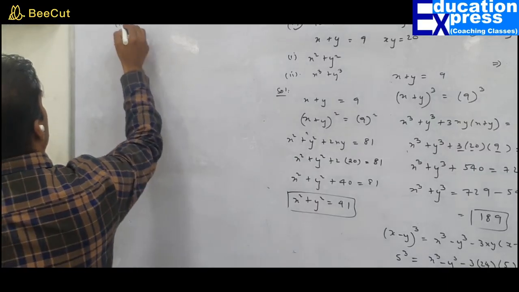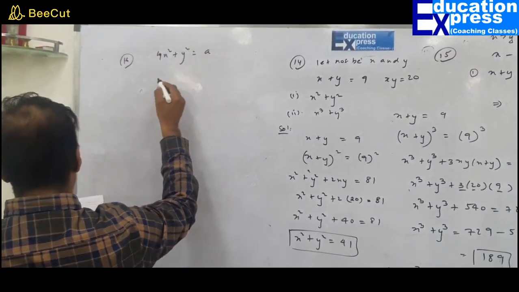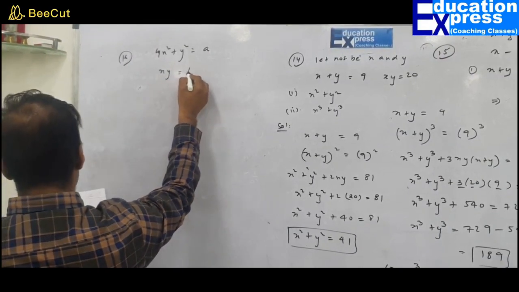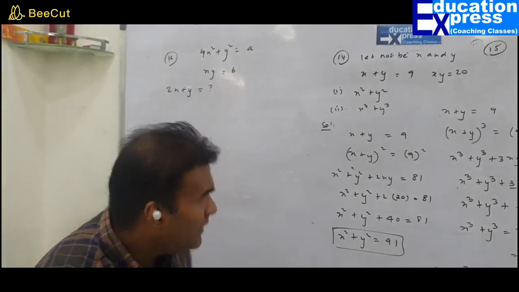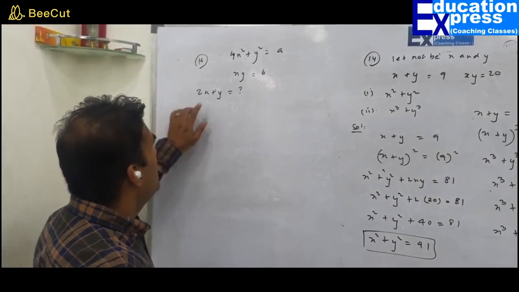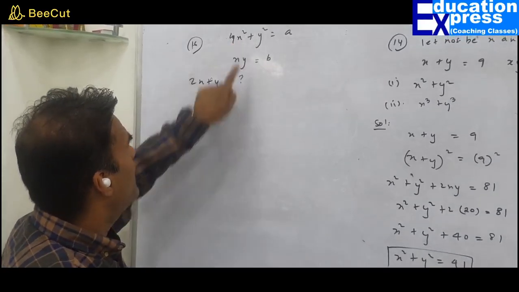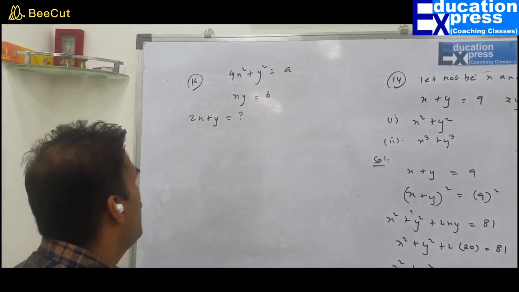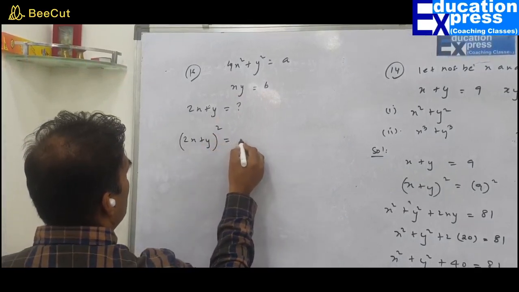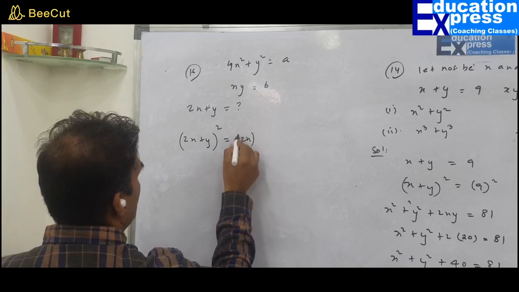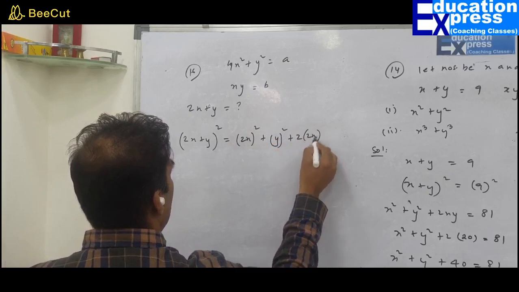Question of the exercise, question number 16. 4x square plus y square equals a. xy equals b. We have to find 2x plus y equals how much? See, by mere observation you can tell that the squares are given, whereas the number is over here. What is the square of 2x? 4x square. What is the square of y? Y square. So what we can do is, (2x plus y) whole square equals 4x square plus y square plus 2 into 2x into y.